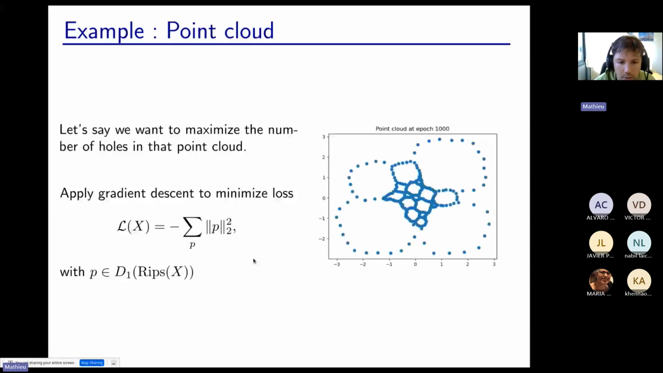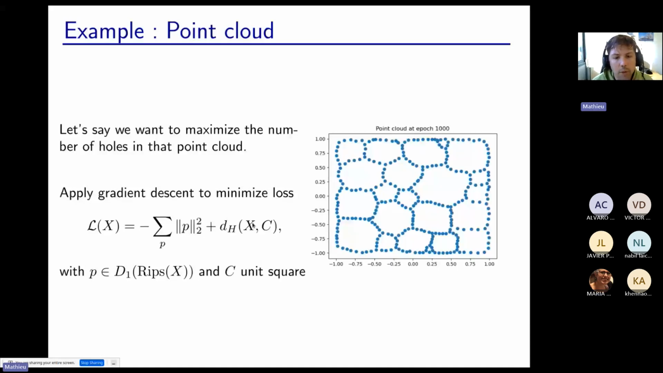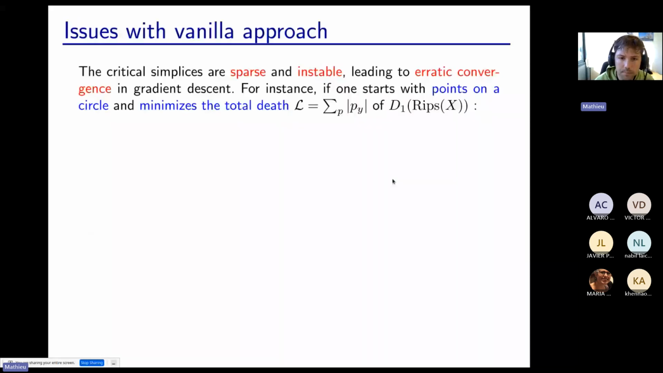Okay, and I'll skip this. If you add another penalty forcing the points to stay within the unit square, this is eventually what you get. You have moved the points around so that their locations tend to form cycles in the point cloud. This, and small variations of it, were the topics of the first articles that I mentioned in the introduction.